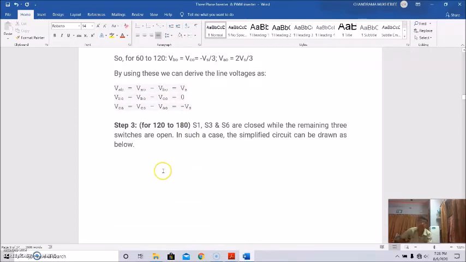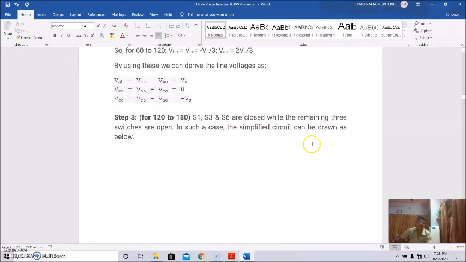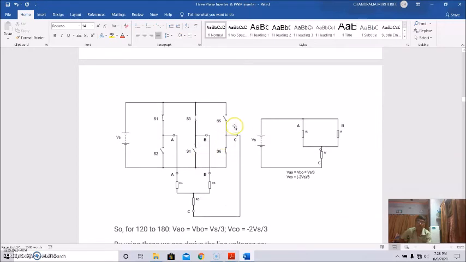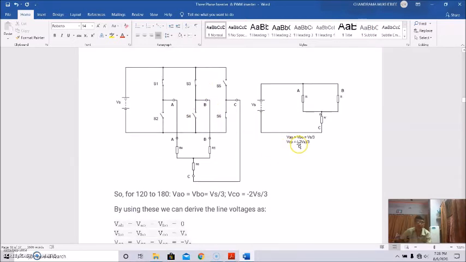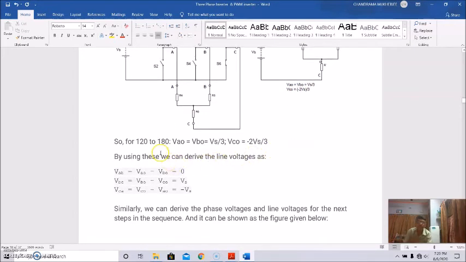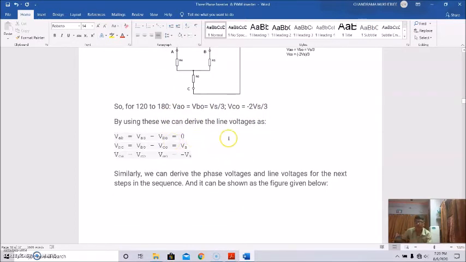And for step 3, for 120 to 180 degrees, S1, S3, and S6 are closed while the remaining 3 switches are open. In such a case, the simplified circuit can be like this. So for 120 to 180 degrees, VAO equals VBO equals Vs by 3, and VCO equals minus 2 Vs by 3. By using this, we can get the line voltages as VAB equals VAO minus VBO equals 0, VBC equals VBO minus VCO equals Vs, and VCA equals VCO minus VAO equals minus Vs.